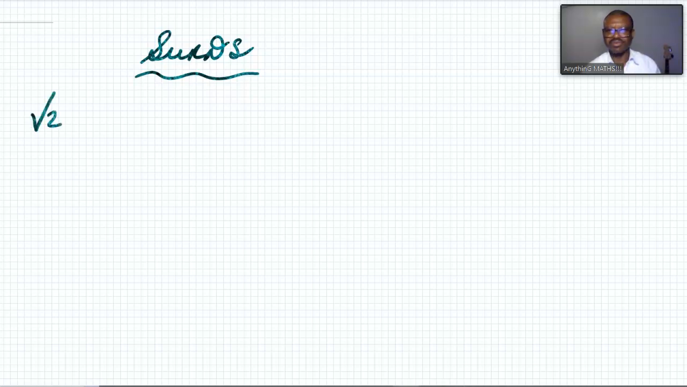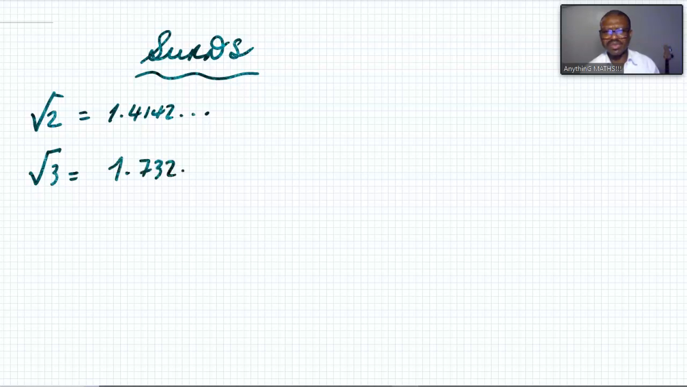Root 2 from your calculator will give you 1.4142, and it goes on. Root 3 will give you 1.732, and it goes on. The cubic root of 4 will give you 1.587, and it goes on.